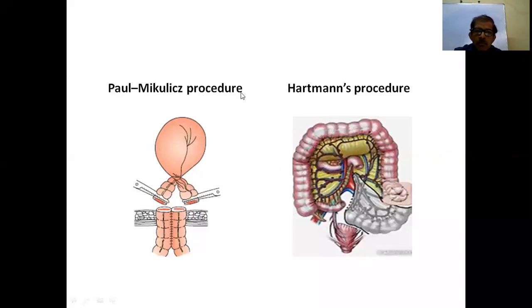This is called Paul-Mikulicz's procedure, whereas in Hartmann's procedure you will bring up a proximal end colostomy like this, whereas the distal end, at the sigmoidorectal junction, you will close, so that any mucus can be drained through the anus. So this is Hartmann's procedure, right?